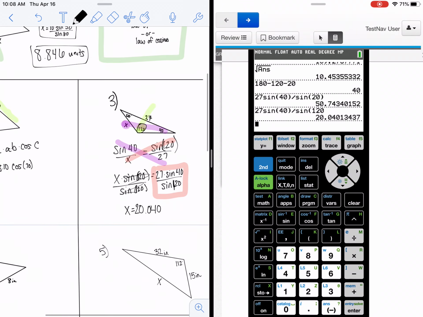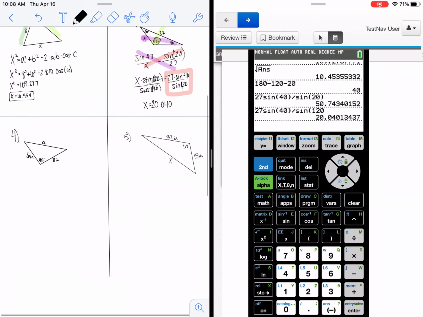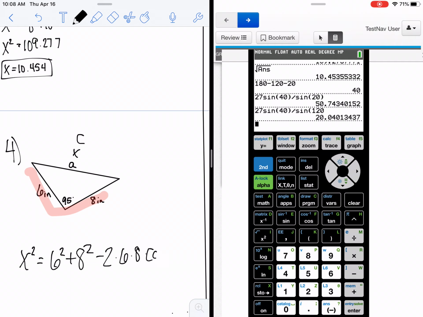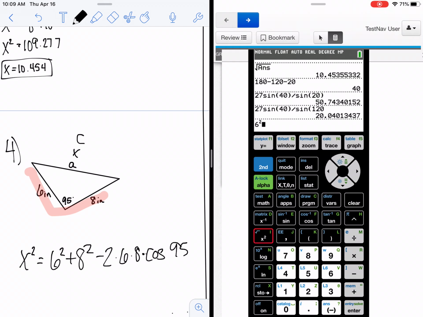Okay, I got a couple more here. When I look at number 4 here, I have two sides next to each other and I know the angle in between, so that's going to be law of cosines. Even though this is an A, that's going to be acting like the unknown side, like the x or the c in my equation. It's really interchangeable. So I'll do x squared to avoid confusion. I'm just going to do 6 squared plus 8 squared minus 2 times 6 times 8 times the cosine of 95. So I'm going to go here and type in 6 squared plus 8 squared minus 2 times 6 times 8 times the cosine of 95.